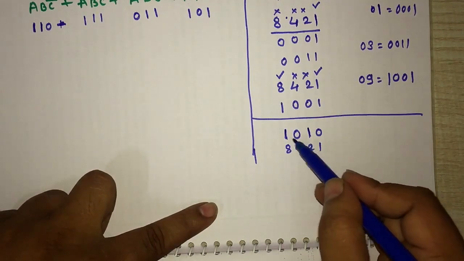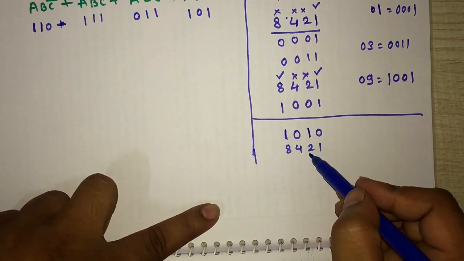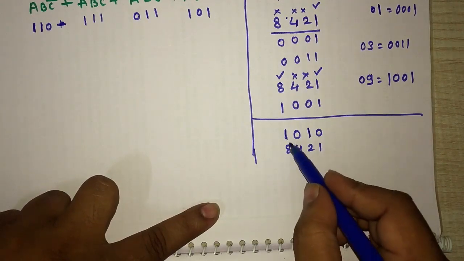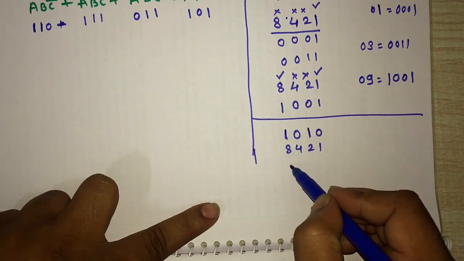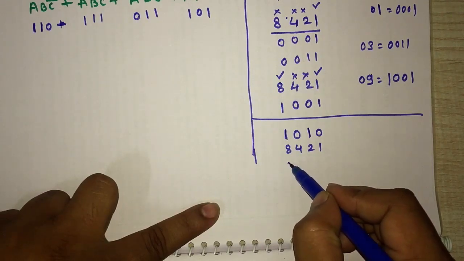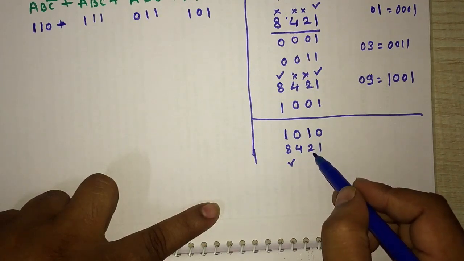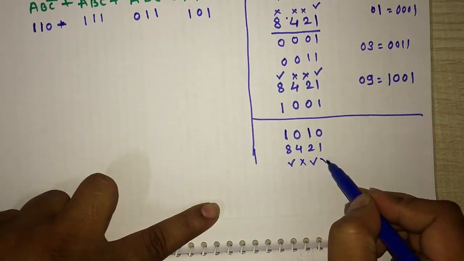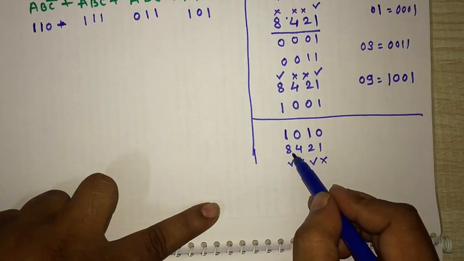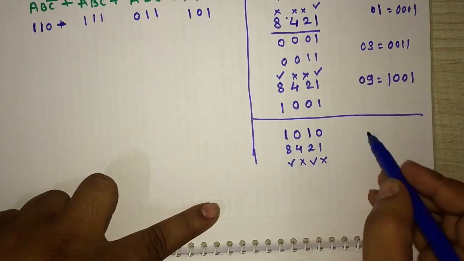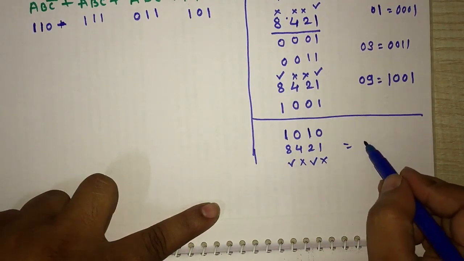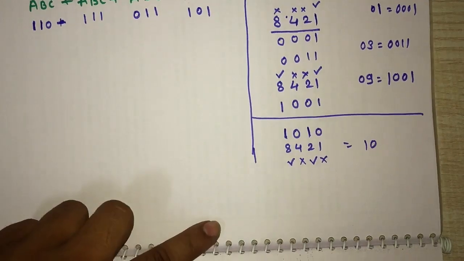For the positions that have a 1, you have to select only those terms. Where is 1? In the first position we have 1, so 8 is present. In the second position, 2 is present, and these two are absent. So we have to perform the addition of these two. What is 8 plus 2? The decimal value is 10.